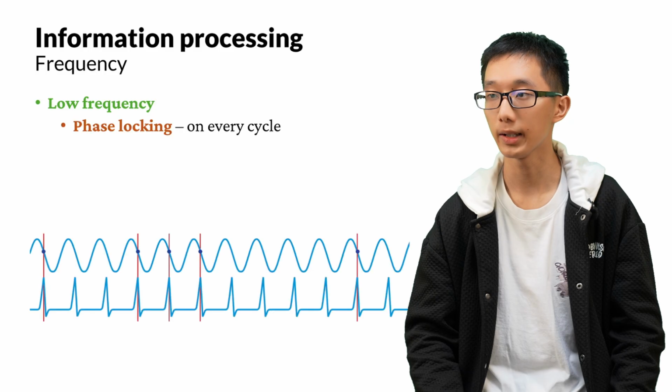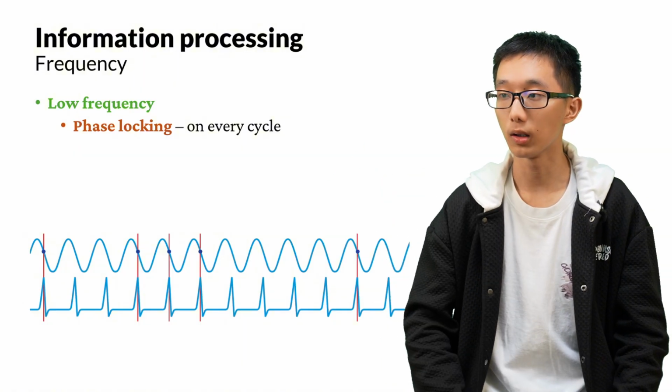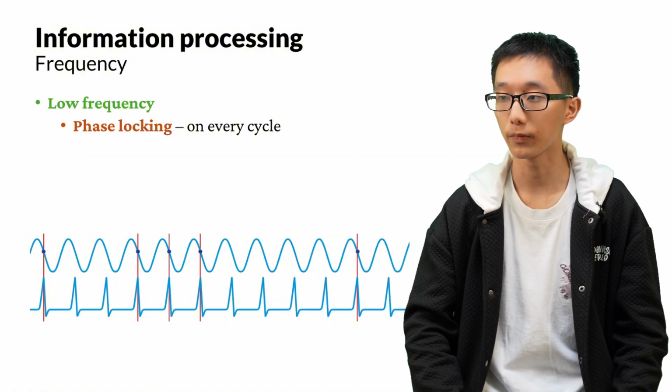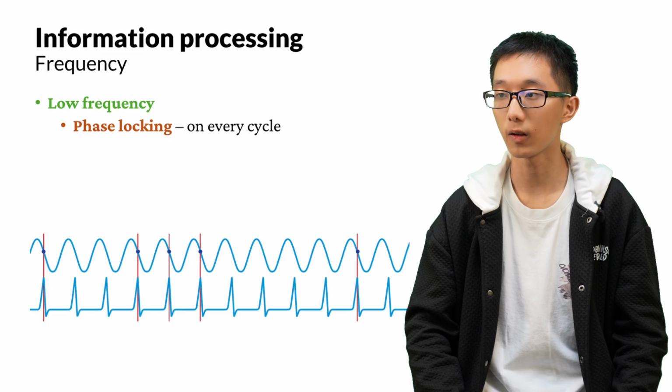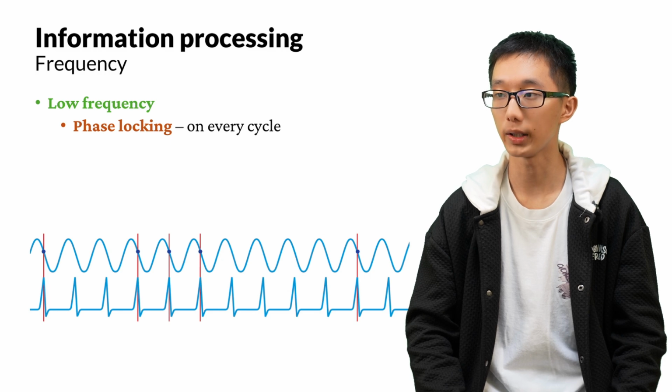Frequency is a little bit more complex. At a low frequency, there is a concept called phase locking. At every cycle of the sound wave, we can lock it to an action potential. In other words, the hair cell fires at every cycle. Since the frequency is not very high, the action potentials can keep up with the sound wave.